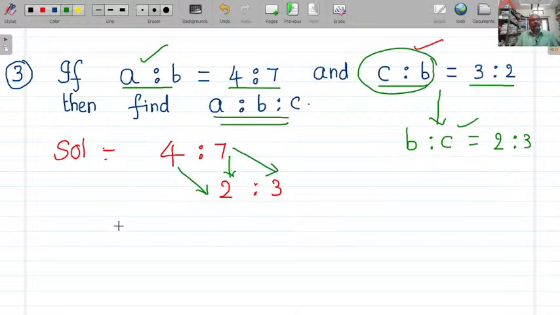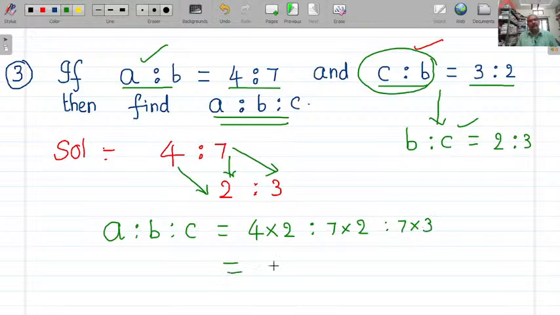So what's our answer now? A is to B is to C is equal to 4 into 2 is to 7 into 2 is to 7 into 3. So what's our answer? Yes, 8 is to 14 is to 21. Yes, you are absolutely correct. So this is your answer.